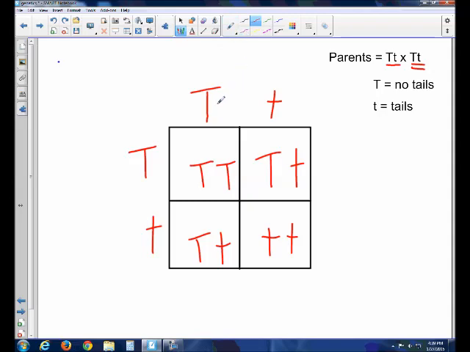So again, very simply, you take the letter that's on top of the column, and it goes in every box below it. The letter that's to the left of the row goes in every box in that row. That's where these letters come from.